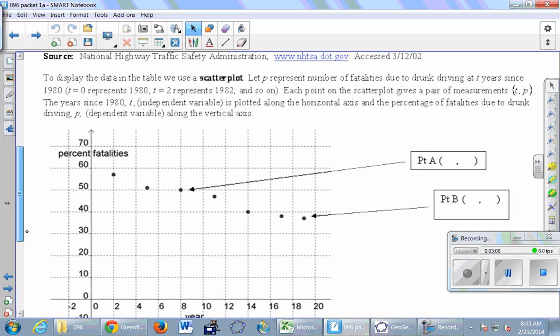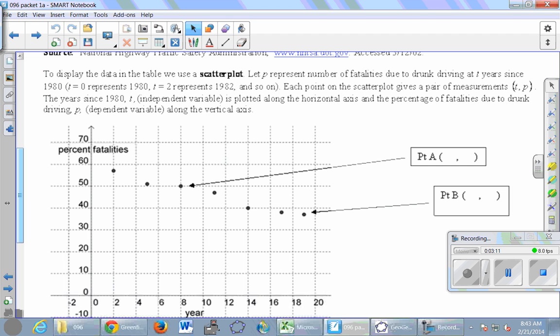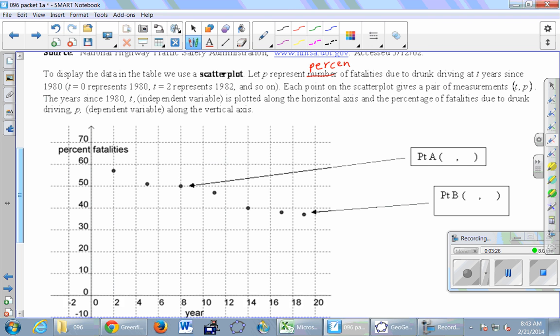So let's take a look down here, and where's our next reader? Lauren, can you read this to display part? Right. Okay, thank you.